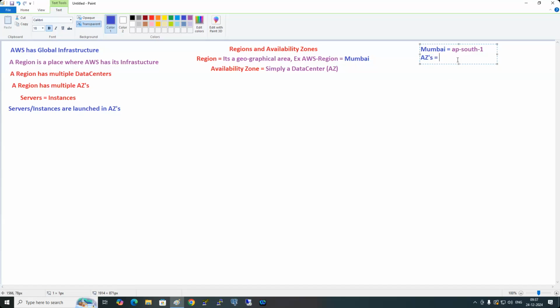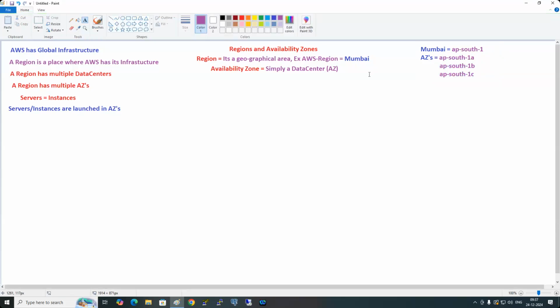So how many availability zones are there in Mumbai? 3. And those names are ap-south-1a, ap-south-1b, ap-south-1c. Or simply you can call them 1a, 1b, 1c.